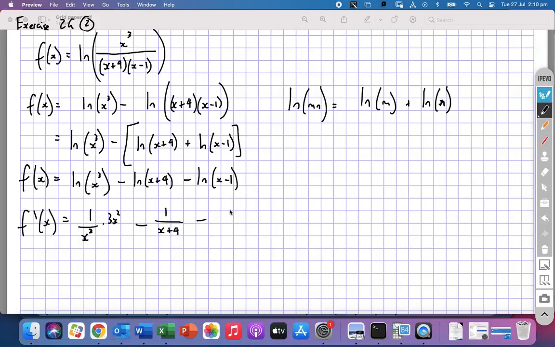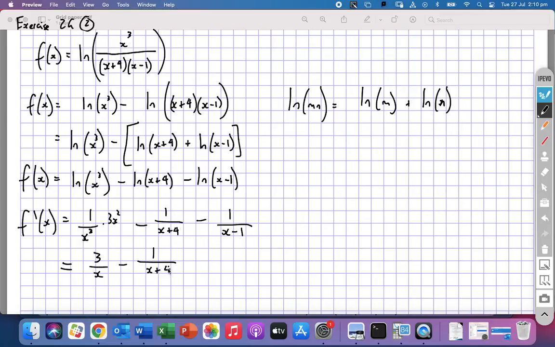And here I've got 1 on x minus 1. That's dealing with the log. Then I look inside. I think, what's the derivative of x minus 1? It's just 1. So nothing needs to be done there. The only tidying up we're going to have is here with an x squared divided by an x cubed. So we end up with 3 on x there, minus 1 on x plus 4.